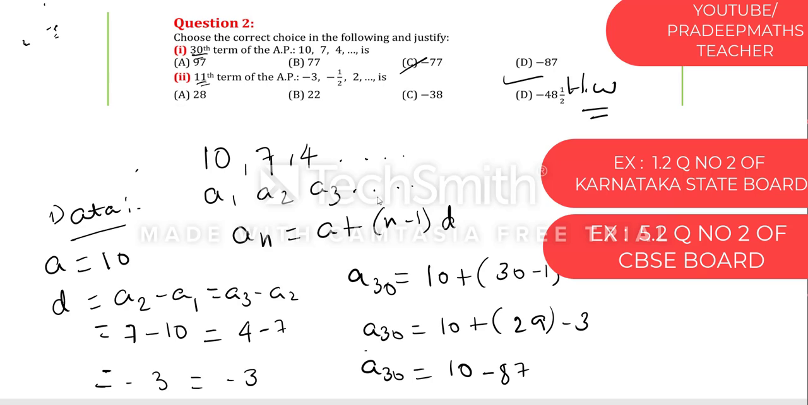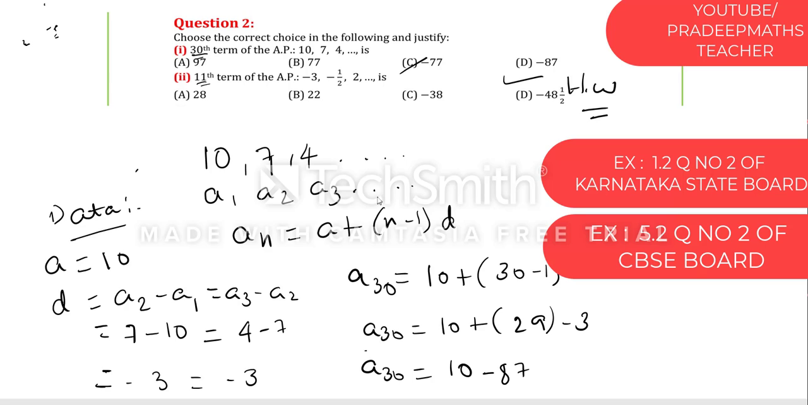So dear children, we have already started the chapter Arithmetic Progression. In that I have given the introduction, and I'm also solving the exercise problems. The exercise number is 1.2 of the State Karnataka Board and also 5.2 of the CBSE Board. The questions are the same, but the chapters are different, so the exercise numbering will be different for the state board and the CBSE board.